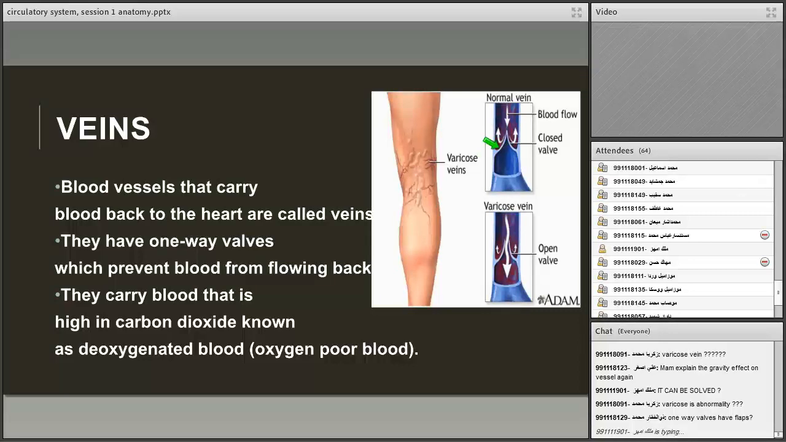If there happens a problem in the flaps of the valves, yes, these valves have many flaps, there will be an abnormality which is called varicose veins. It has pain, the person feels pain in his legs, and the surgeon will remove these kinds of veins from the legs. Okay?